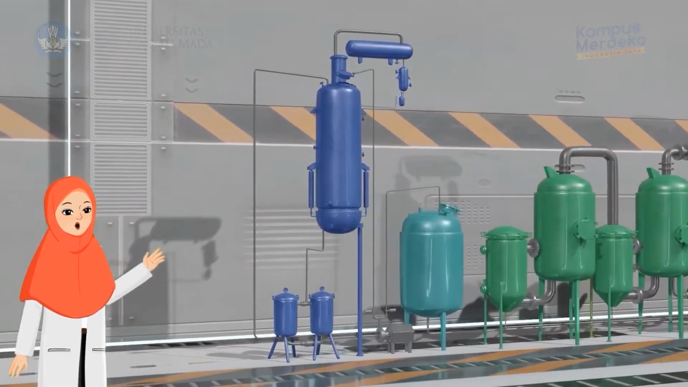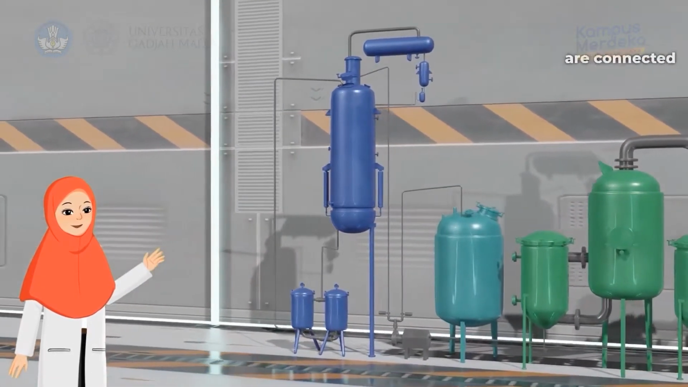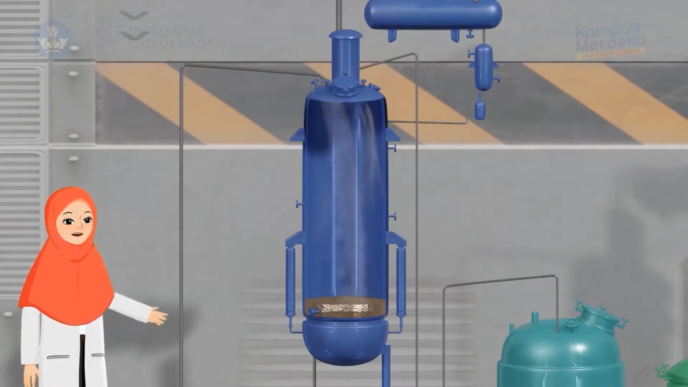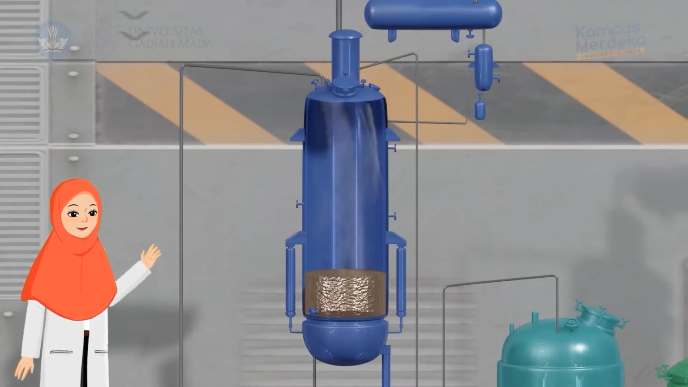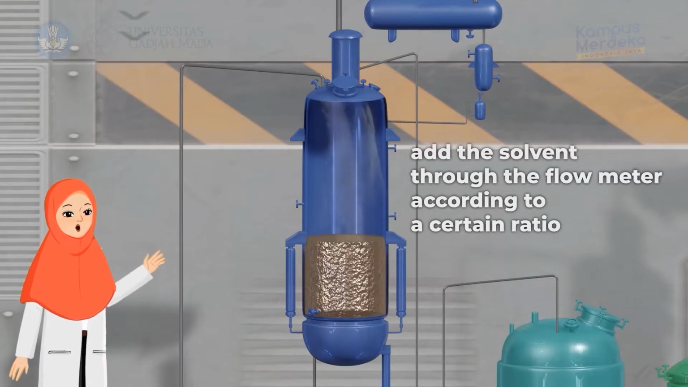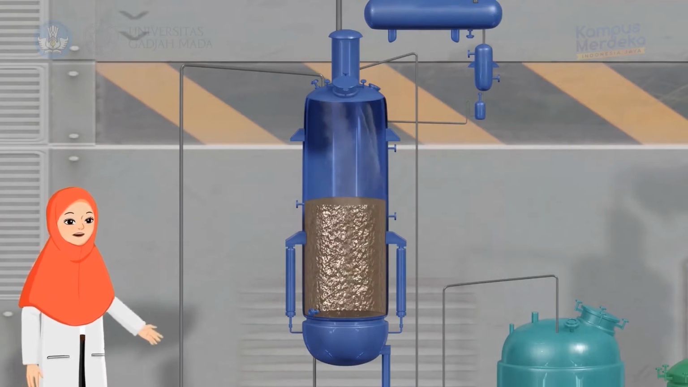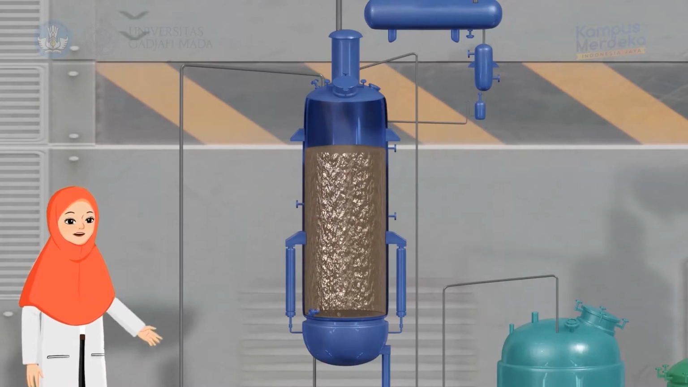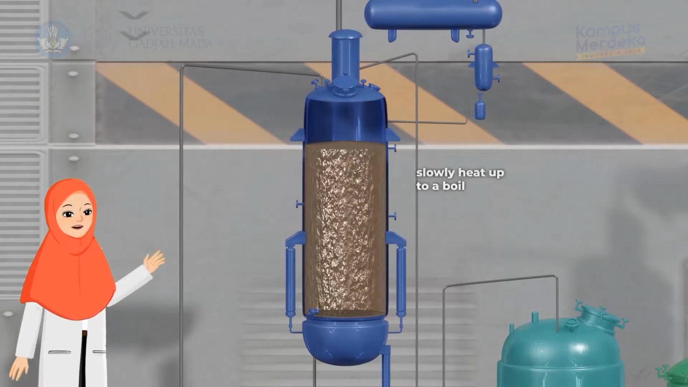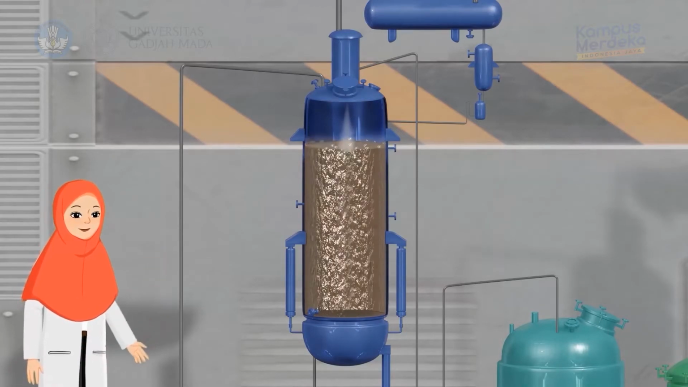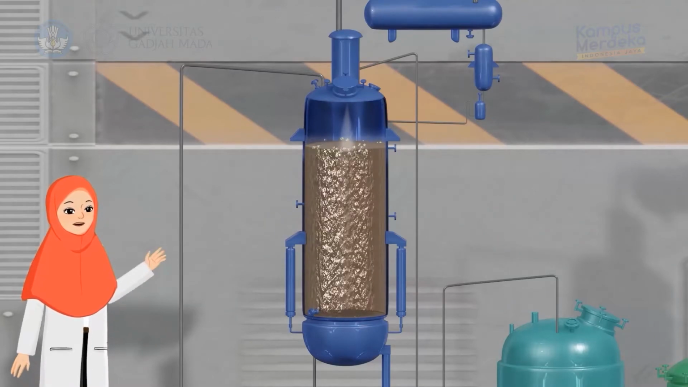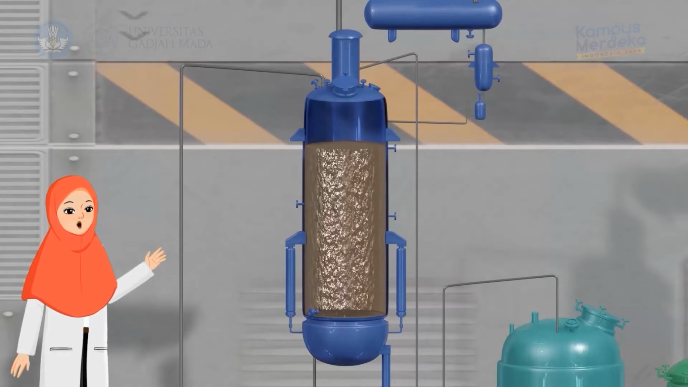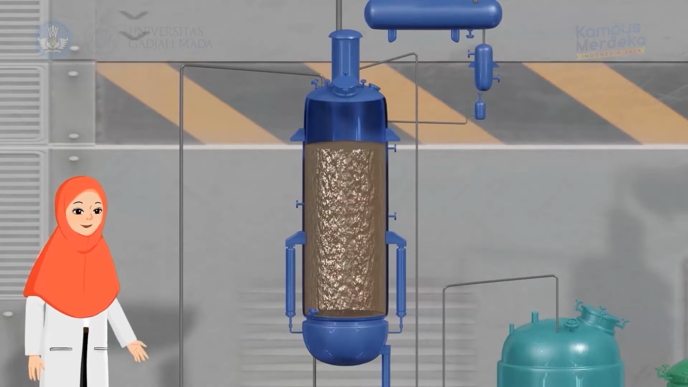Principles: after all equipment and pipes are connected, open the material filling hole. Put the material into the extraction tank. Then, add the solvent through the flow meter according to a certain ratio. Open the automatic steam valve. Set the heating time. Heat the extraction tank, and the liquid will slowly heat up to a boil. Then, do the extraction by heating at the same time. The liquid in the extraction tank will become more and more concentrated.